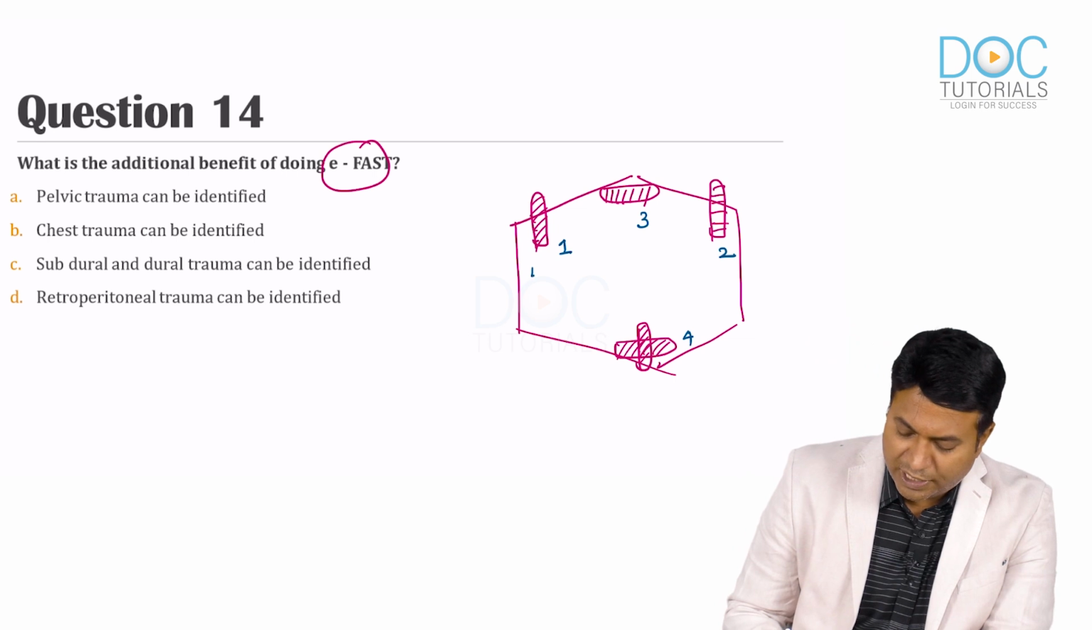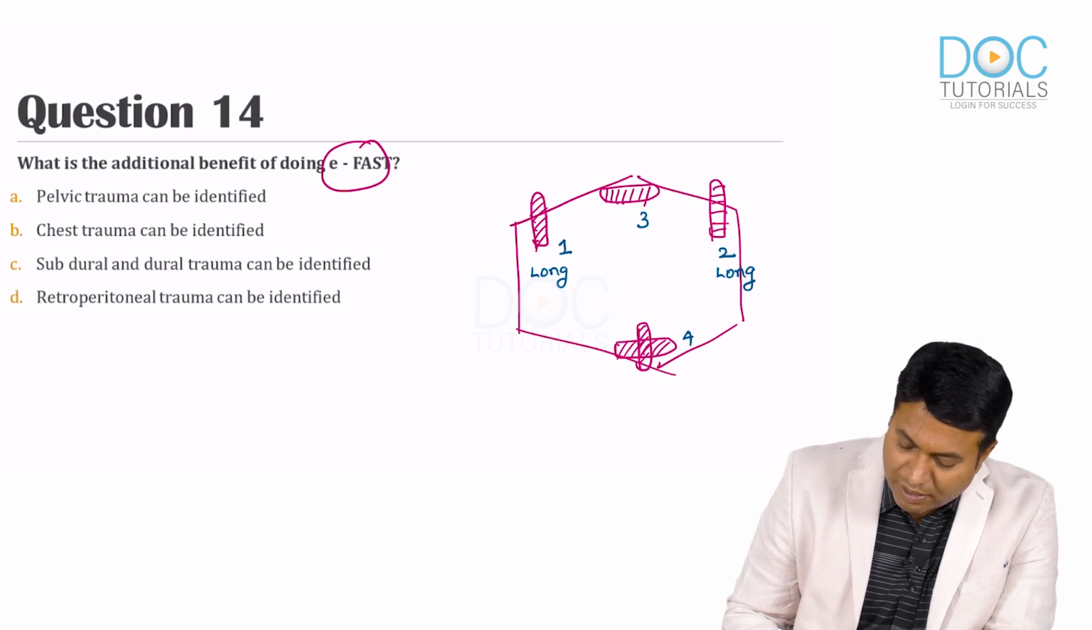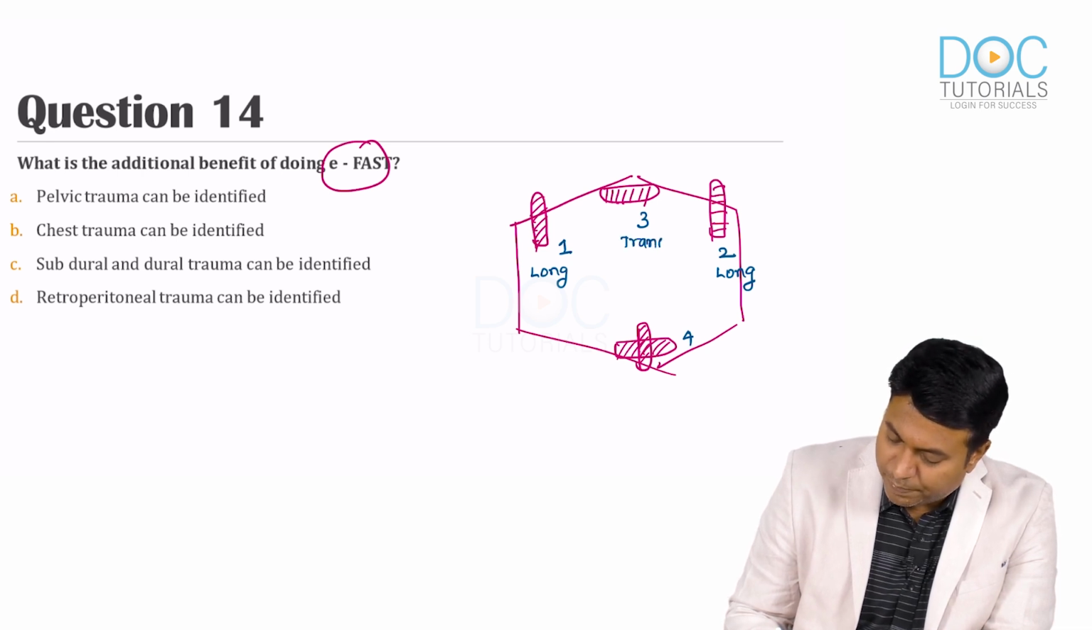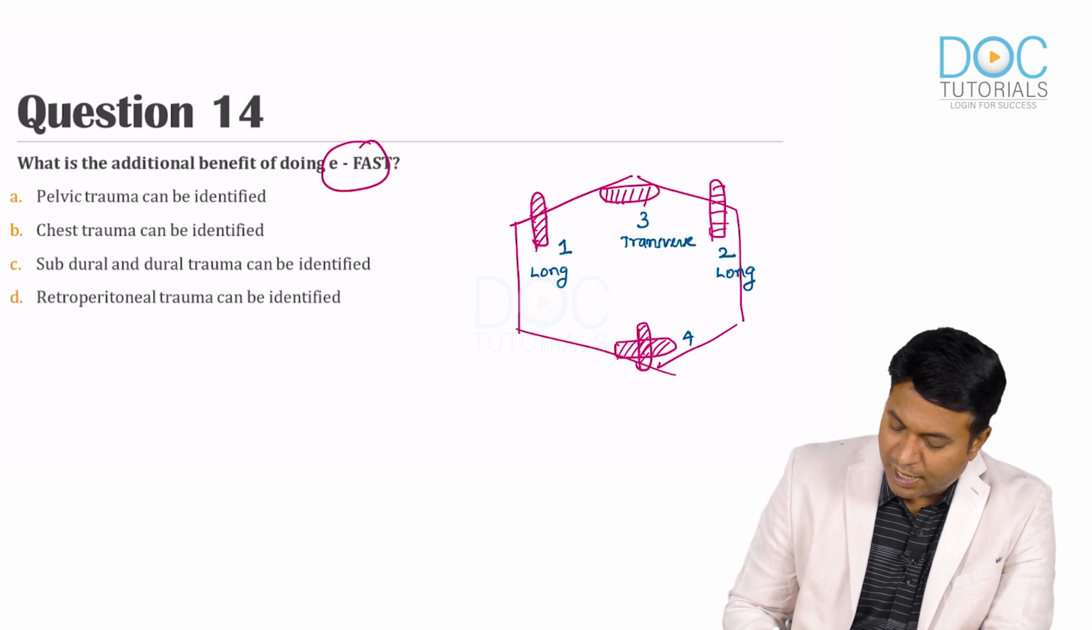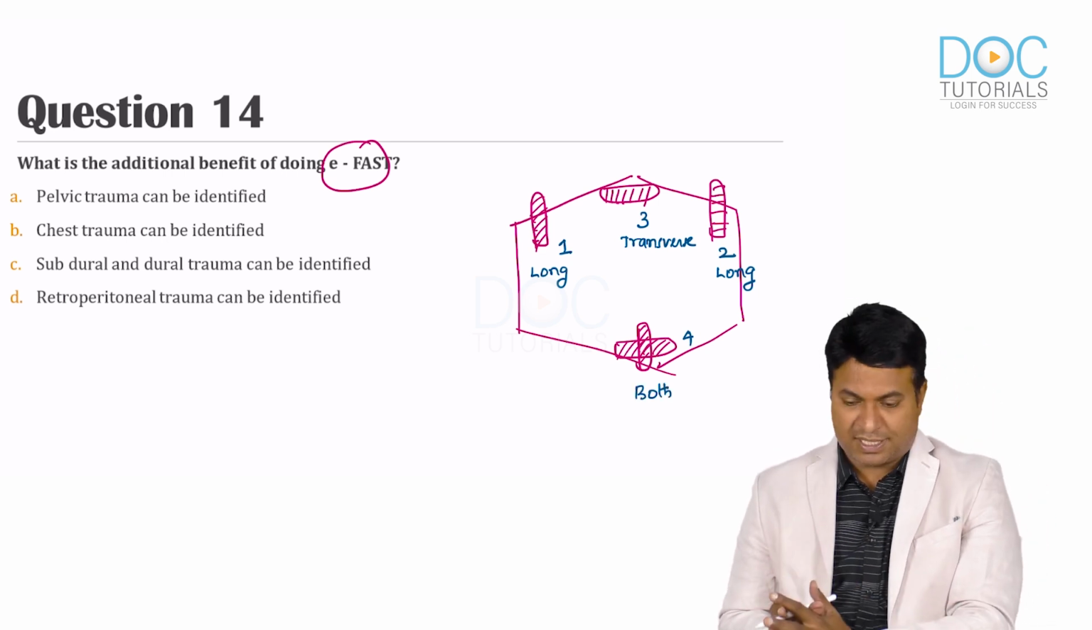In liver we keep a longitudinal view, in spleen we keep a longitudinal view, in epigastric region we should keep a transverse mode, and in pelvis both modes are kept. This is a normal FAST.